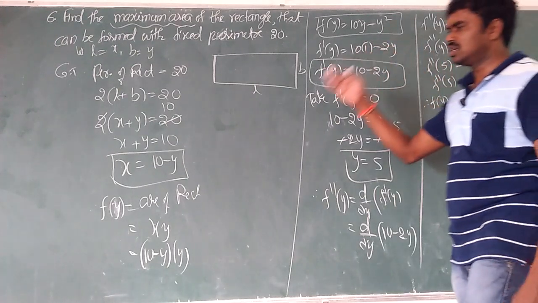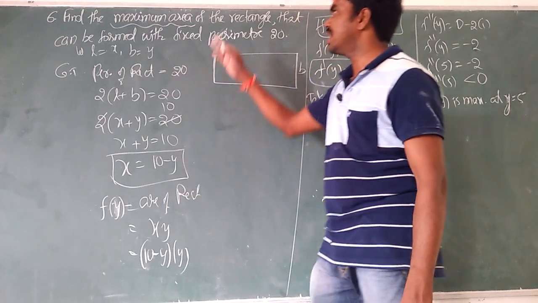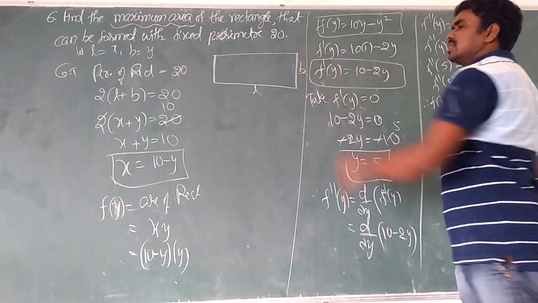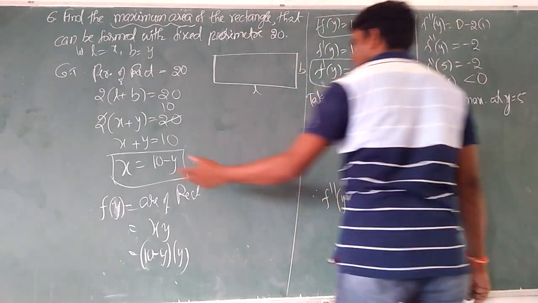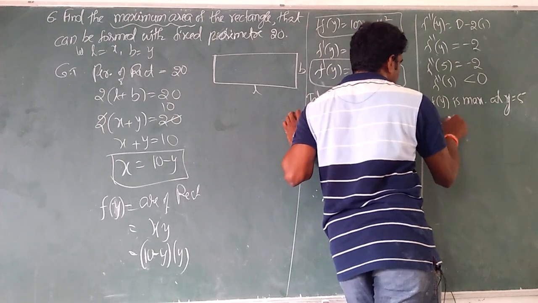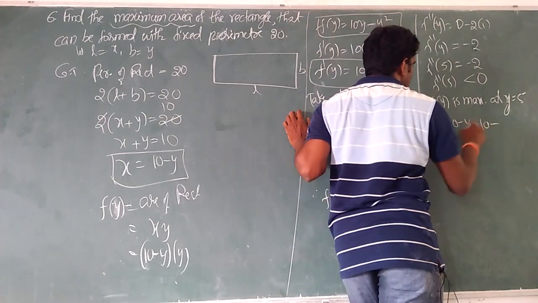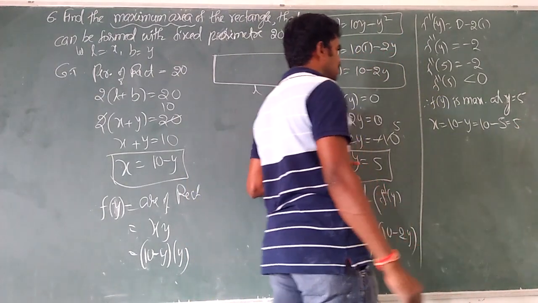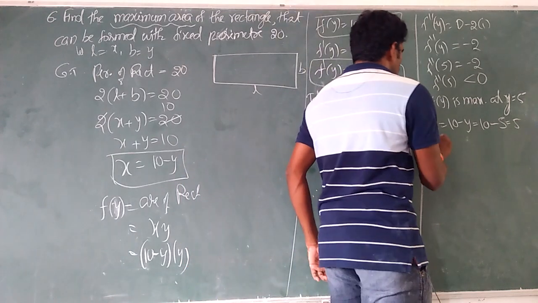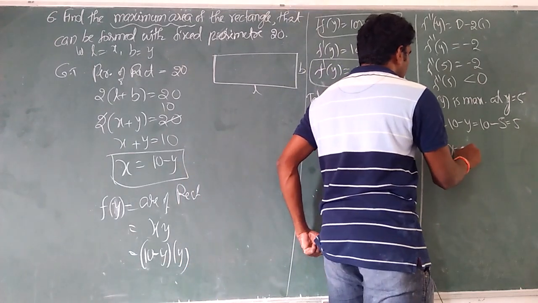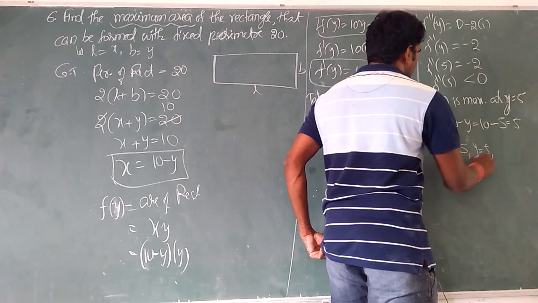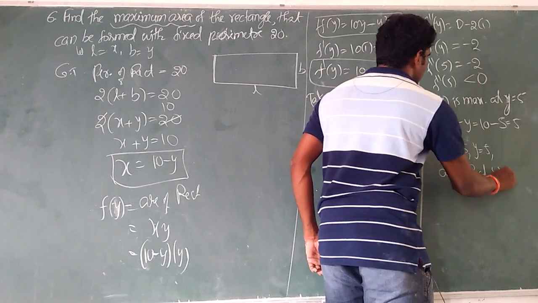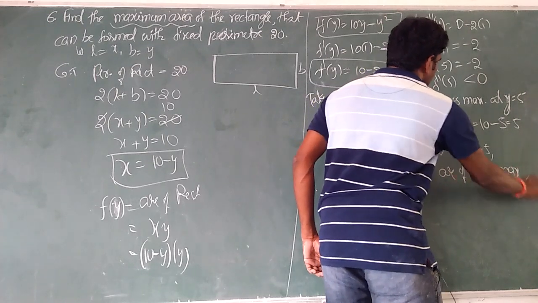Okay, f of y means what? Area of rectangle. So area of rectangle is maximum at y equal to 5, means breadth 5. So of course, what is x? That also we have to find. So x equal to 10 minus y generally, that is 10 minus 5, means 5. So this also we are getting 5, no problem. So here it becomes a square, no problem. So therefore, at length of 5, breadth of 5, the area of rectangle is maximum. The answer.